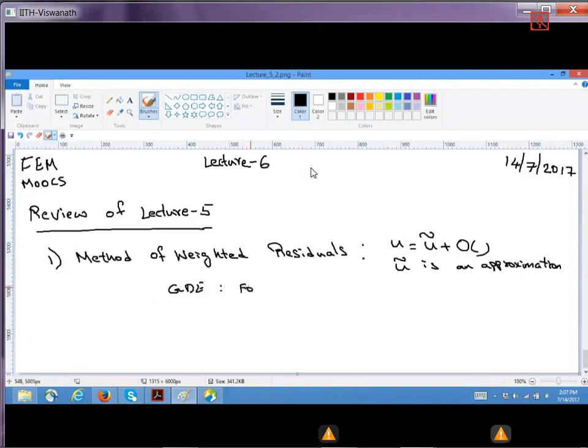For example, we looked at d square u by dx square plus u is equal to 0 with the boundary conditions u of 0 is equal to 0, u dash of 1 is equal to 1.